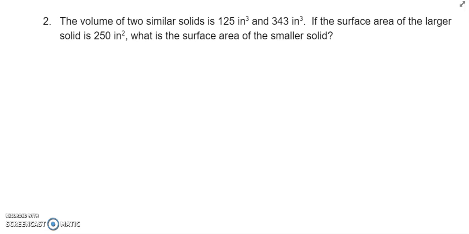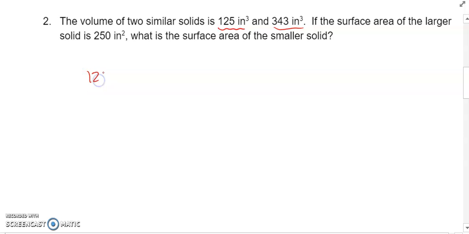Here we have the volume of two similar solids is 125 cubic inches and 343 cubic inches, respectively. If the surface area of the larger solid is 250 square inches, what's the surface area of the smaller? So first thing we need to do is recognize that they're giving us these volumes, and we can write a ratio of the volumes of smaller to larger.